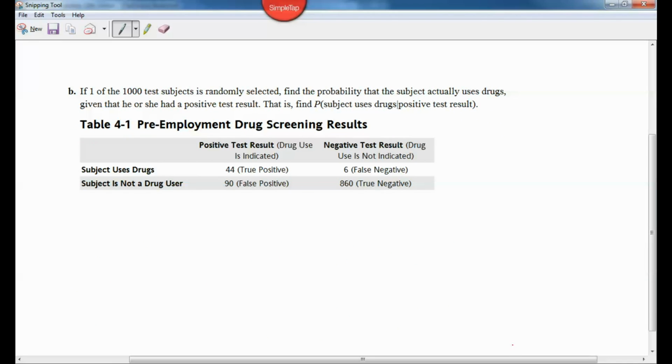All right, now let's look at B. B says, if one of the 1,000 test subjects is randomly selected, find the probability that the subject actually uses drugs, given that he or she had a positive test result. Okay, so probability subject uses drugs, given that we have a positive test result.